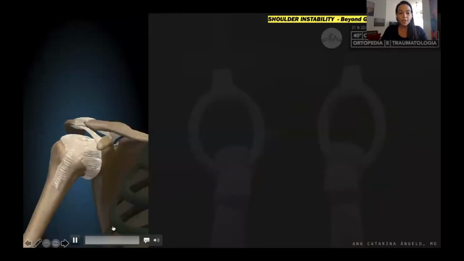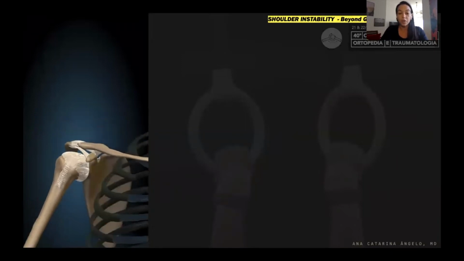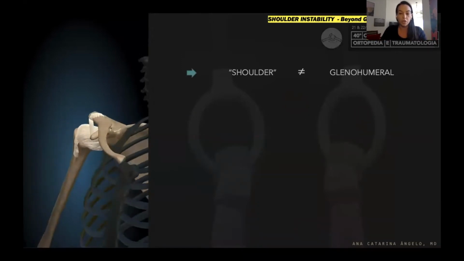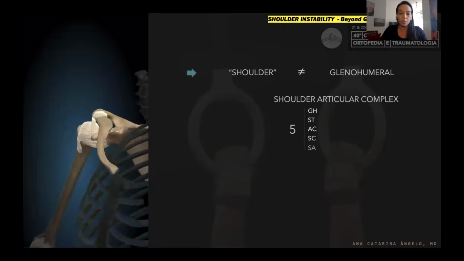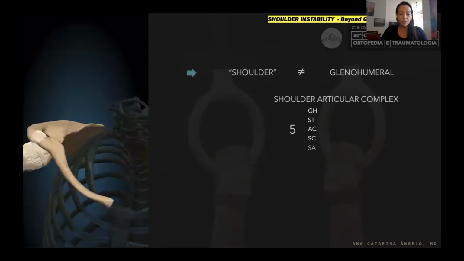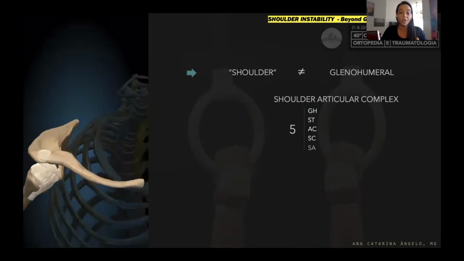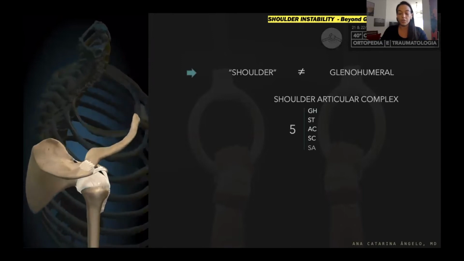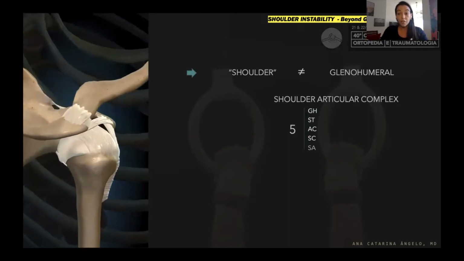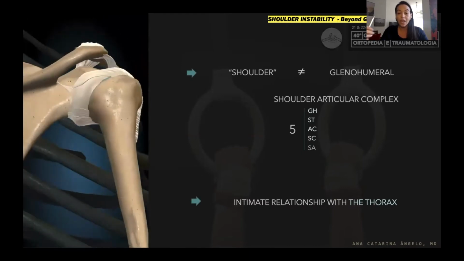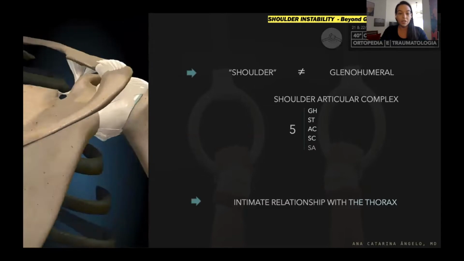So when we approach a shoulder patient, we have to have in mind that the shoulder is not just a glenohumeral joint. The shoulder is a group of joints. It's an articular complex that, if you take into account the subacromial joint, has 5 joints. These joints all have to work together for the shoulder to have a harmonious movement, and they are all very important for shoulder function. Another thing that we have to take into account is the intimate relationship between the shoulder and the thorax and the axial musculoskeletal system.